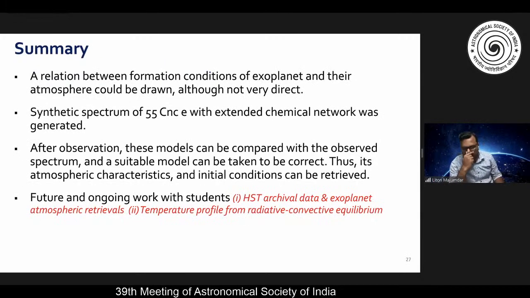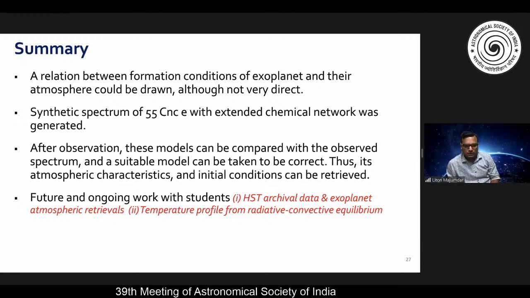So in summary, as I mentioned, a relation between the formation condition of an exoplanet and its atmosphere could be drawn, although it's not very direct. So if we have access to the modeling tools that I mentioned for protoplanetary disk, we can link where the planet was formed, and then link to its current location based on the atmospheric composition of this exoplanet.